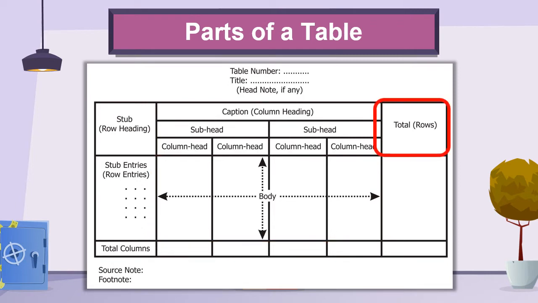Total rows. This total row is commonly presented, especially when it comes to scores, which shows the sum of the scores within the row, or sometimes the average. For example, if a teacher is trying to create a summary of the grades of the students, at the end will be the average of all the performance of the students.